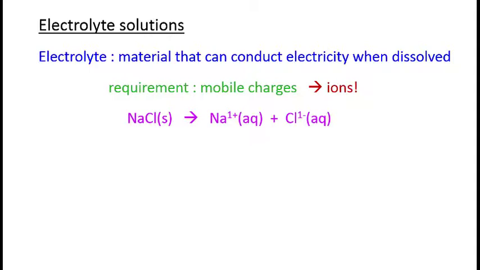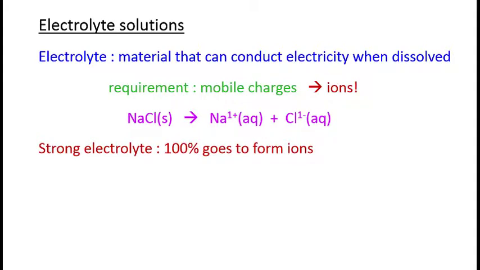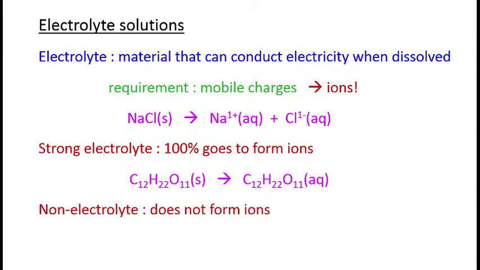What we'll find is that ionic compounds will be considered strong electrolytes. 100% of what dissolves goes on to form ions. Sucrose, the common form of sugar, is a covalent compound made up of carbon, hydrogen, and oxygen, all nonmetals. When sugar dissolves in water, it stays as intact neutral molecules. There are no ions that form. Sugar is what we would call a non-electrolyte. It does not form ions.